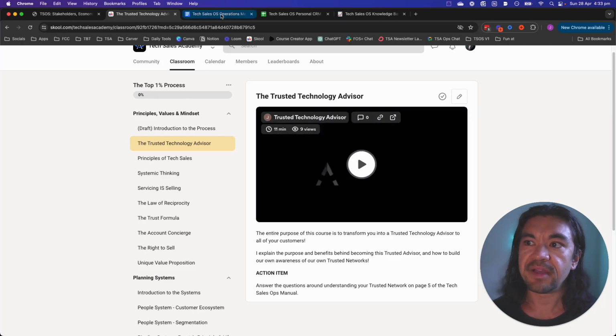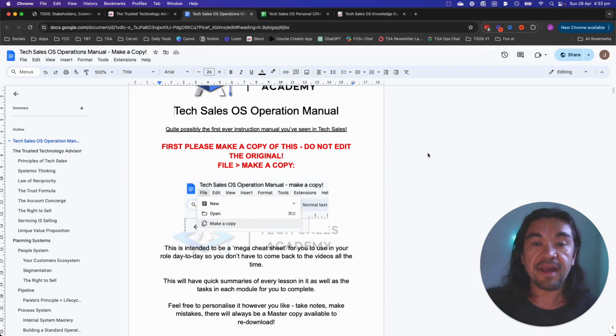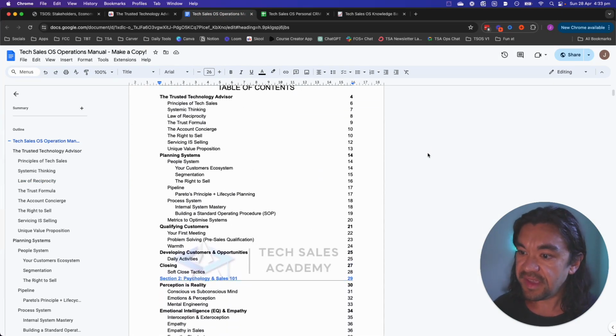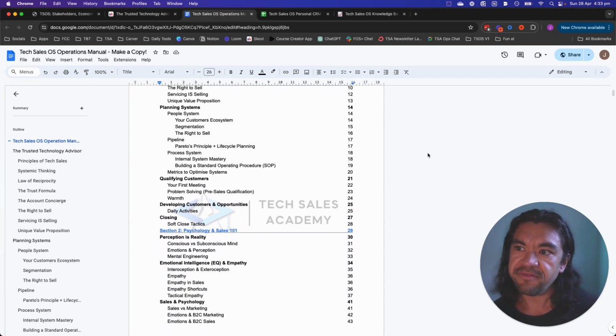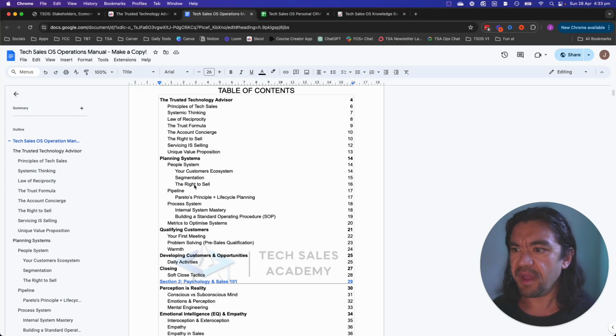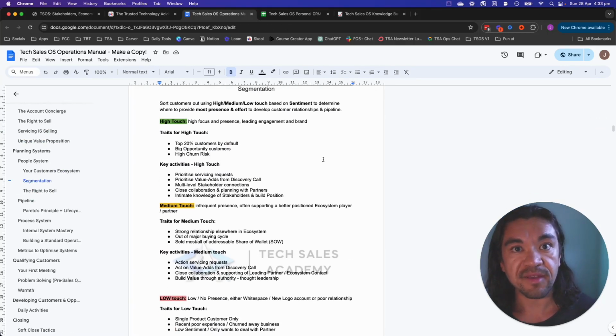Okay. If you can't get to the videos and you need to learn things on the fly, I've also provided you a TechSales OS operations manual. And essentially what this is, it's a cheat sheet of the entire course in documented form, as you can see here. So if you're at work and you're on the fly, you need to figure something out and you want to go, oh, what should I know about segmentation? Well, then I can go here.